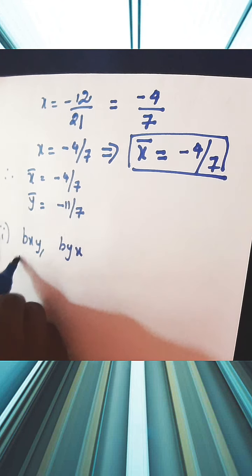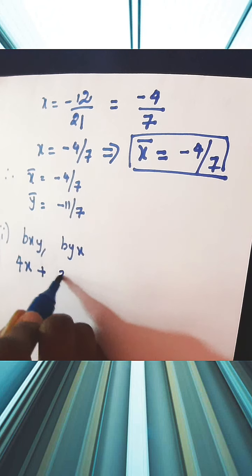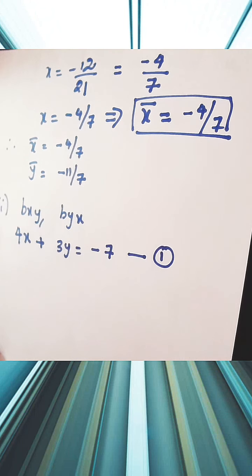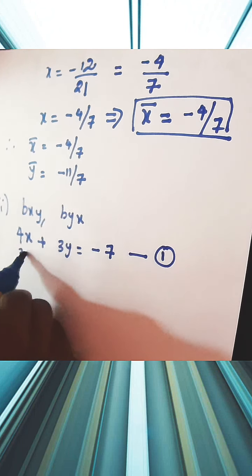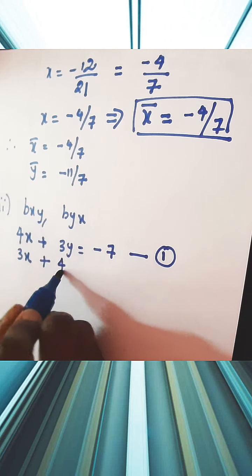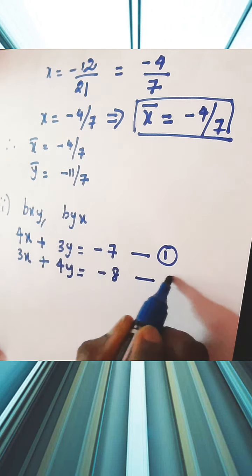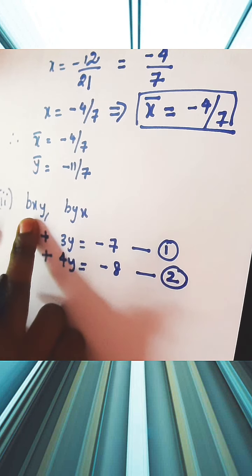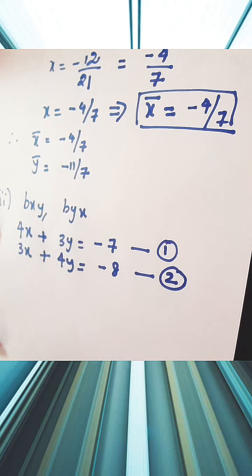The two equations given are 4x plus 3y is equal to negative 7, which we have taken as equation 1. These are the two regression equations. The second equation is 3x plus 4y is equal to negative 8. This is equation 2. In the previous videos, we discussed the formula, right, students? We had a formula to solve, but here it's a little different. Here the equations are given and we have to find bxy and byx. We'll see how we are going to do it.